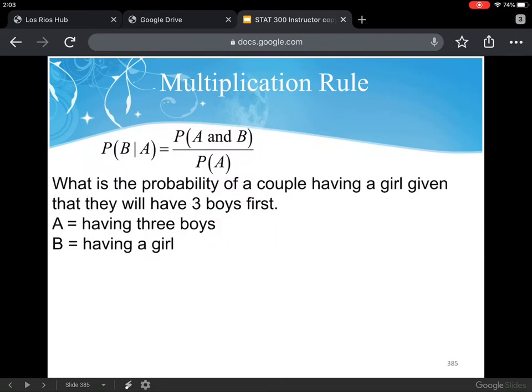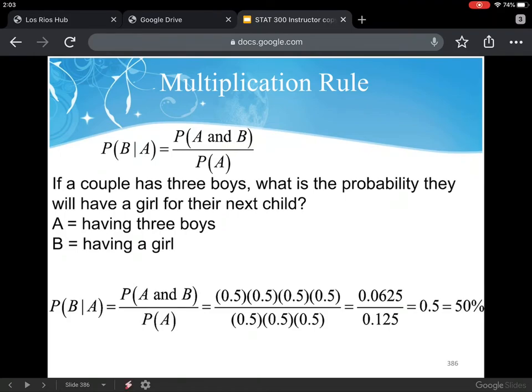What is the probability of a couple having a girl, given that they will have 3 boys first? Okay. Probability of A having 3 boys. Probability of B having a girl. And look at the word given. Do you see that? Again, conditional probability. And we can set this up in the following way. Probability of B having a girl, given that 3 boys have occurred.